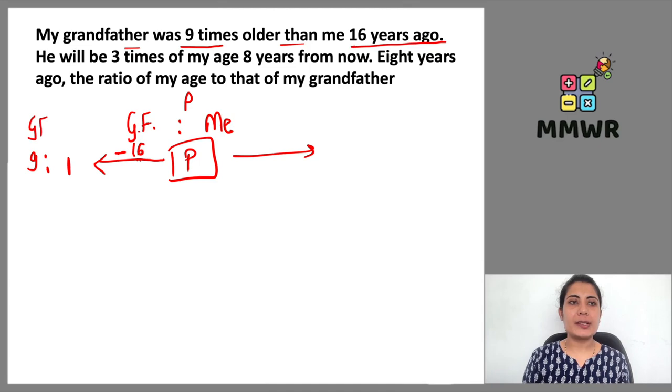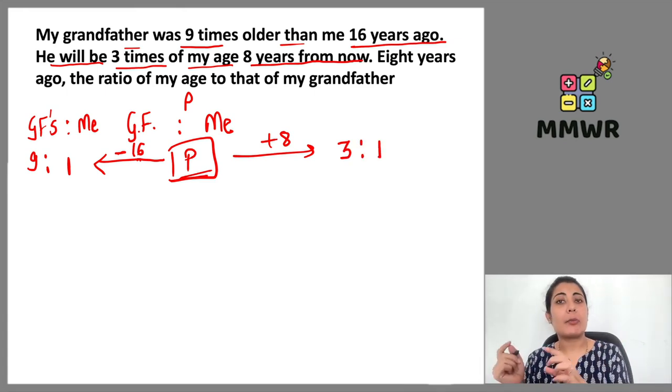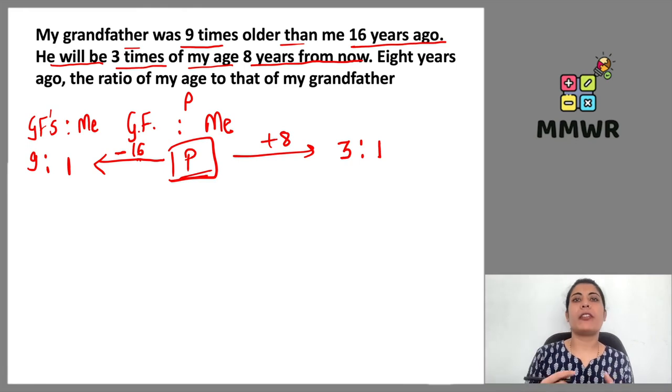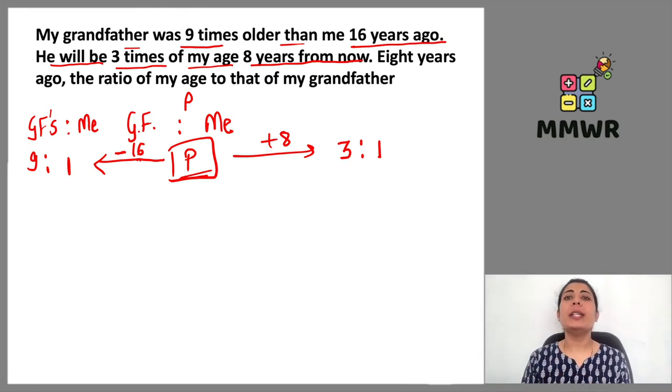This is my grandfather's age and this is my age. My age is 1x, so grandfather's is 9x. Whatever my present age is, if I go 8 years ahead, my grandfather will be 3 times my age. After 8 years, if I am 1x, grandfather will be 3x. If I am 7 years old, grandfather will be 7 multiplied by 3, that means 21 years old. Right? So accordingly, we have to move.